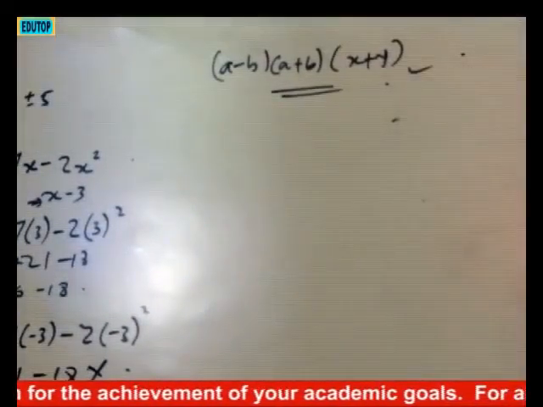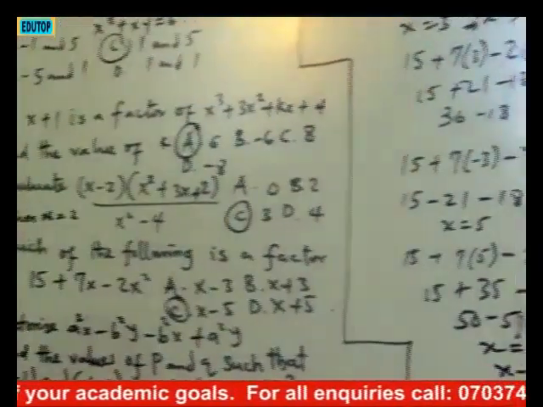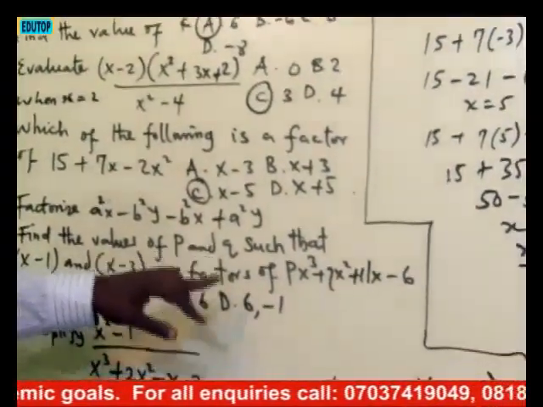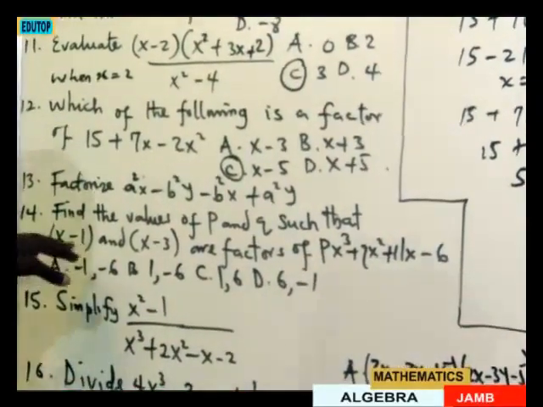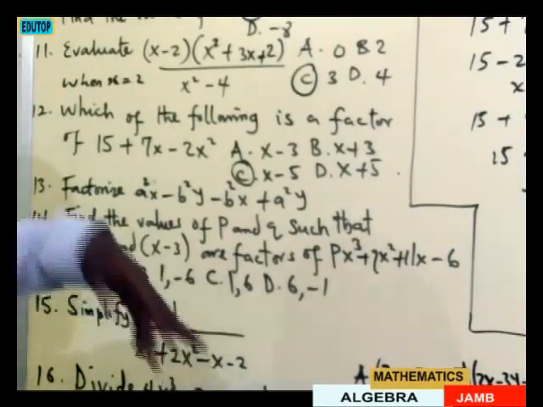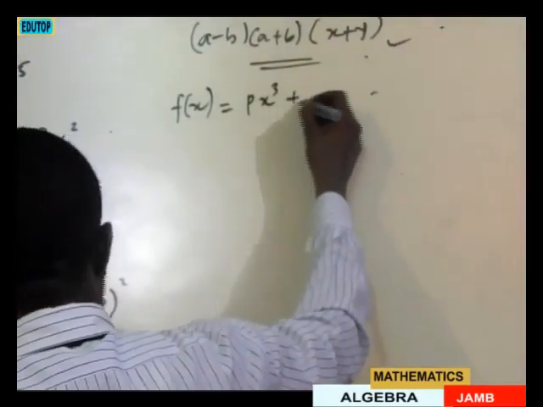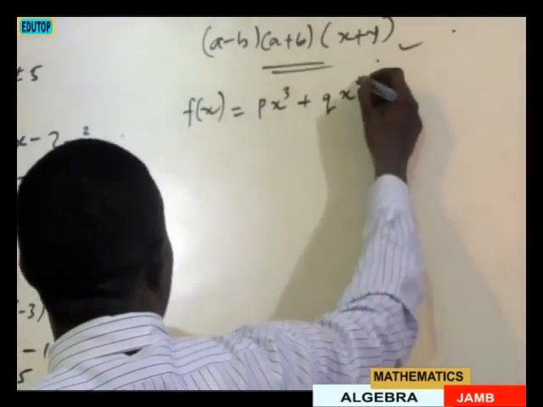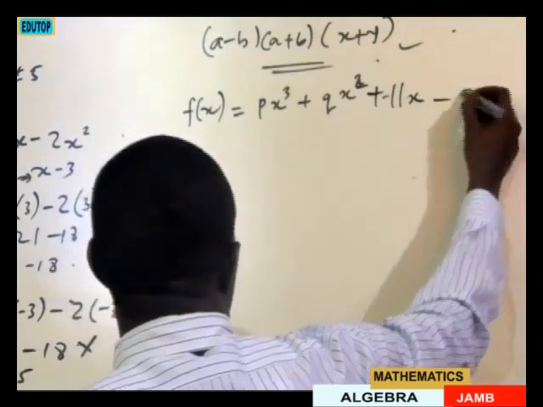Then the next question says find the values of p and q such that x minus 1 and x minus 3 are factors of this. So this is also testing the factor theorem. If these ones are factors of this, automatically the f function of this must be equals to 0. So what are we going to do now? Let's say our function is f of x, and it is px cubed plus qx squared plus 11x minus 6.